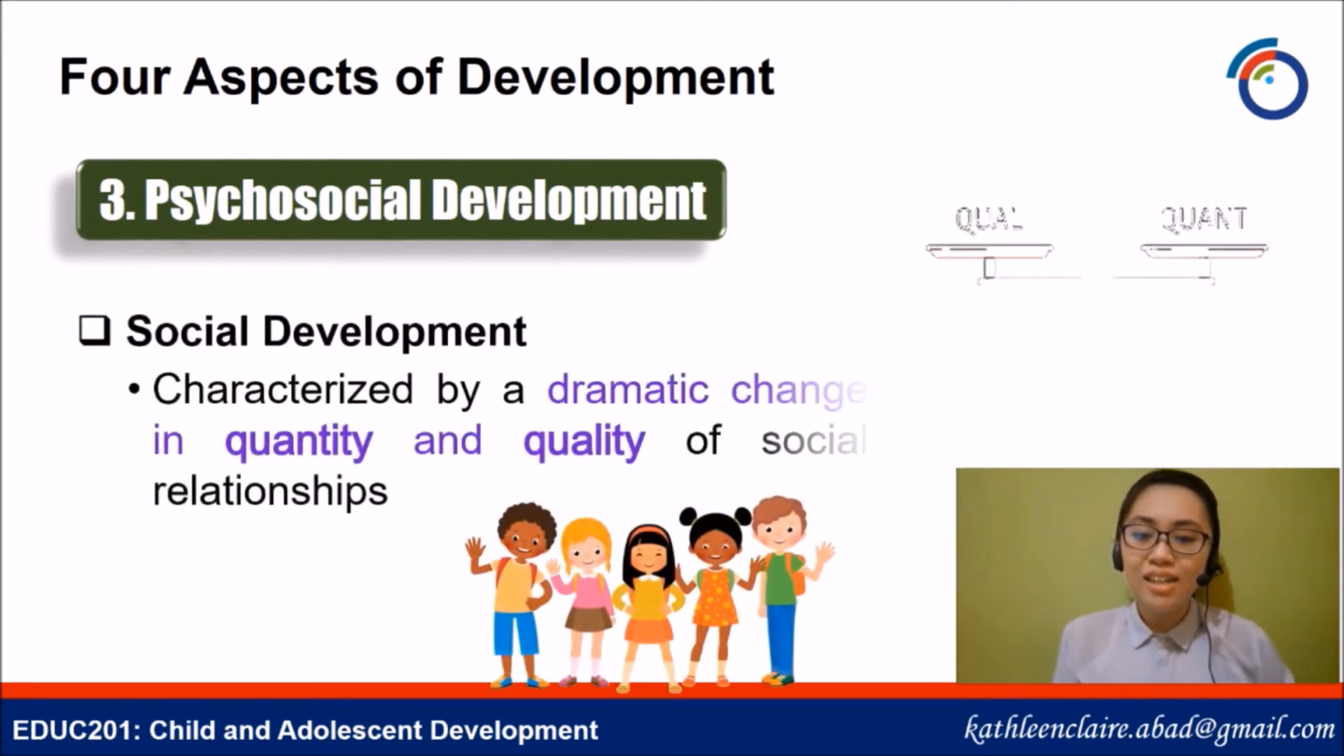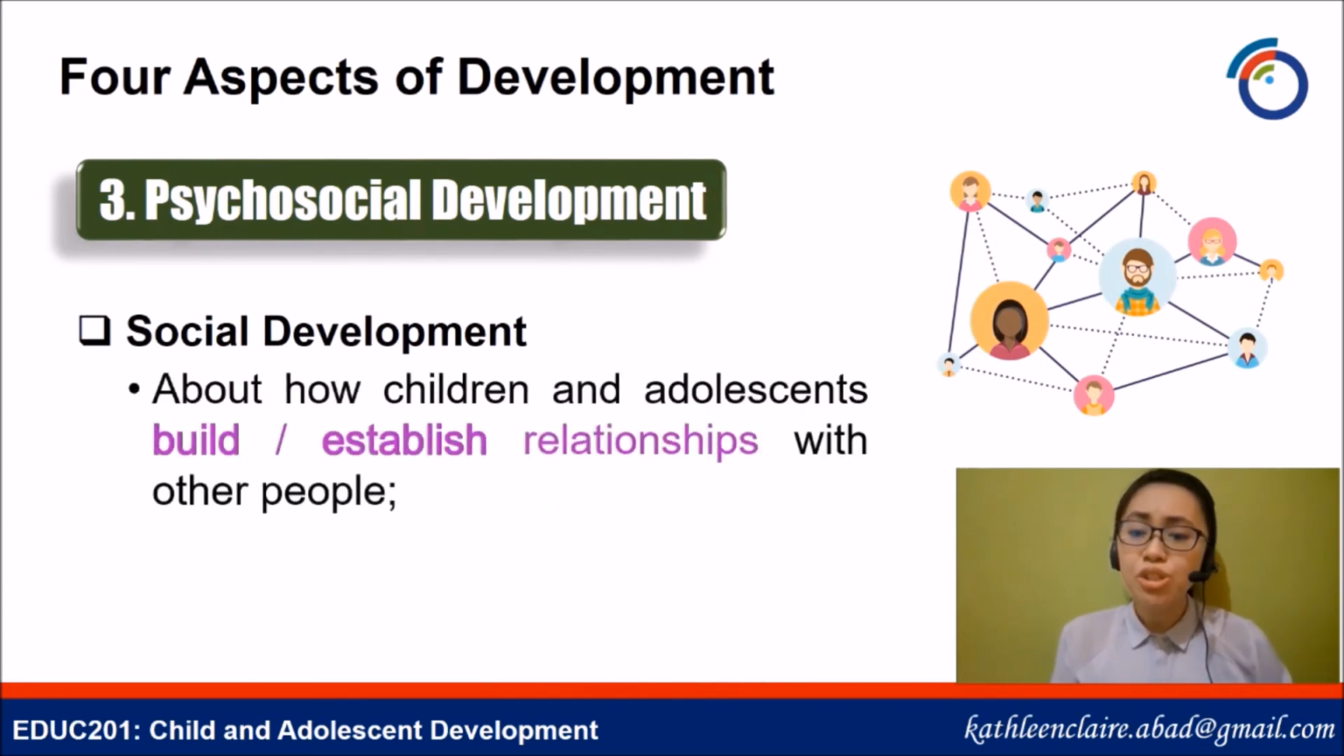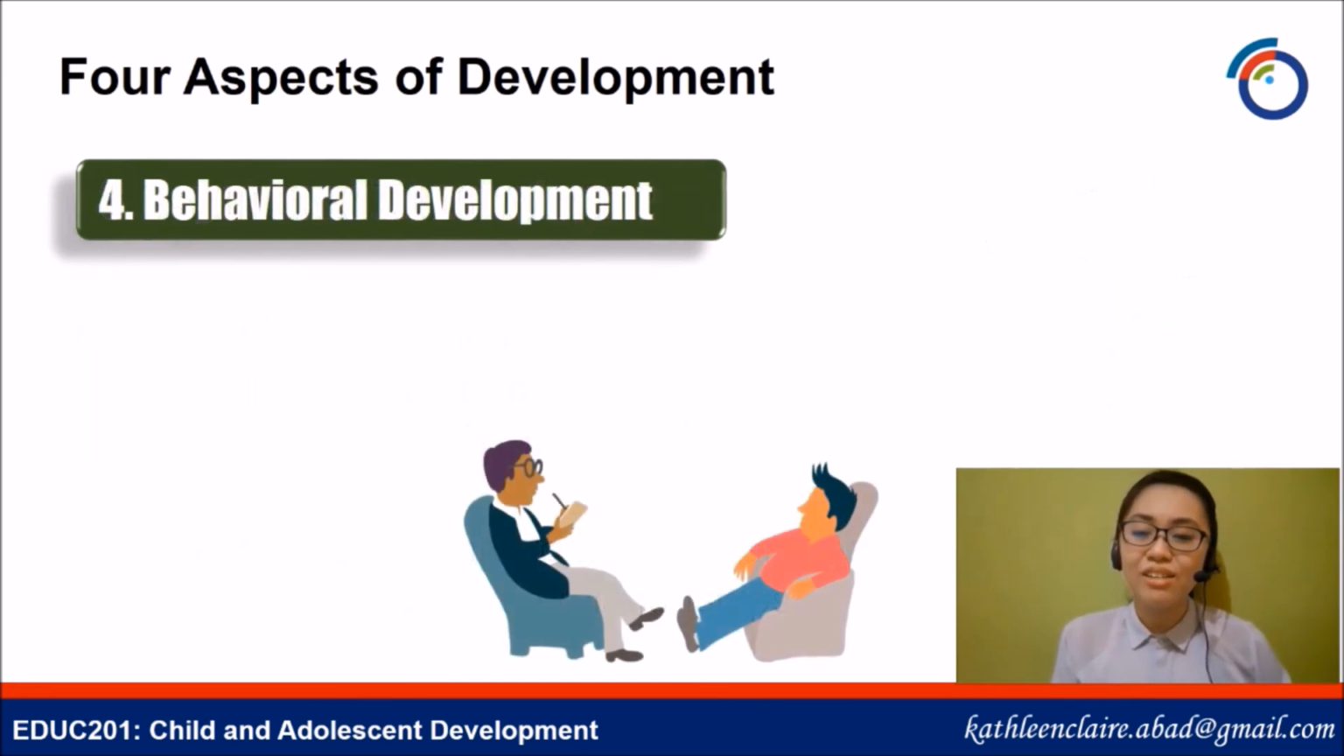Next, we have social development. So, this is characterized by a dramatic change in quantity and quality of social relationships. Ito naman is about how children and adolescents build or establish relationships with other people and how they learn to manage and be responsible for this said relationships. And last but not the least, we have behavioral development.